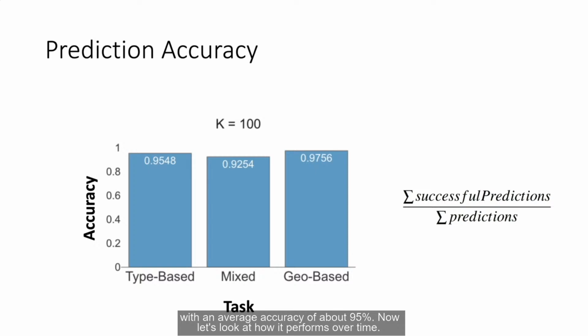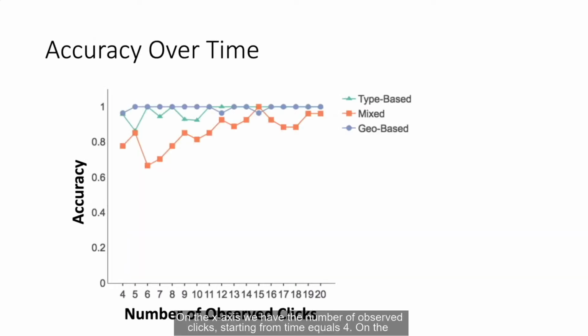Now let's look at how it performs over time. On the x-axis, we have the number of observed clicks starting from time equals 4. On the y-axis, we have accuracy. Each line represents the different types of tasks that were in the study. After learning from the first 3 clicks, we can observe that the algorithm, especially for type-based and geo-based tasks, immediately achieves high prediction accuracy. We also found that accuracy remained constant over time.